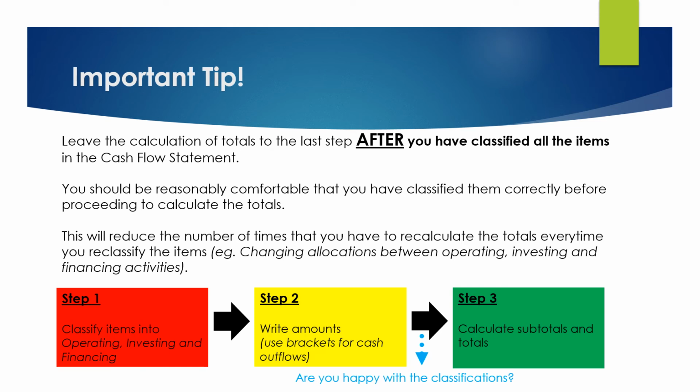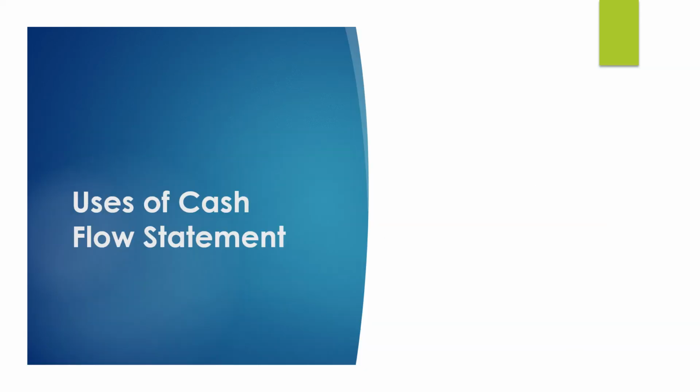Here's a very important tip for you. Leave the calculation of the totals to the very last step after you have classified all the items in the cash flow statement. You should be reasonably comfortable that you have classified them correctly before proceeding to calculate the totals. This will reduce the number of times that you have to recalculate the totals every time you reclassify the items, for example, changing allocations between operating, investing, and financing activities.